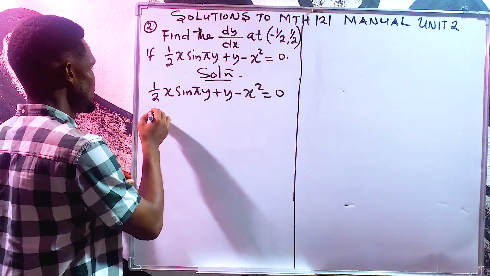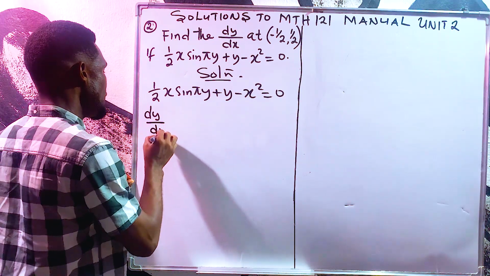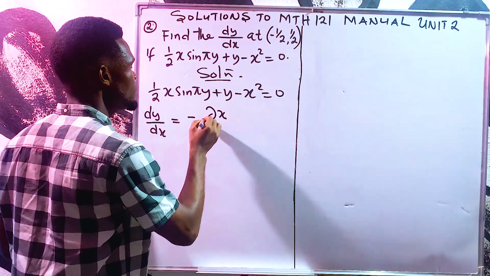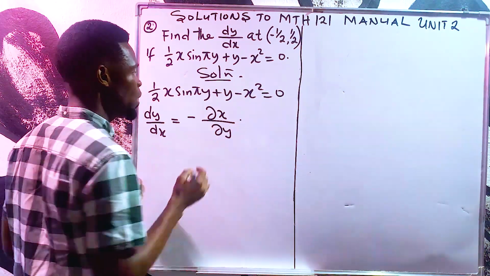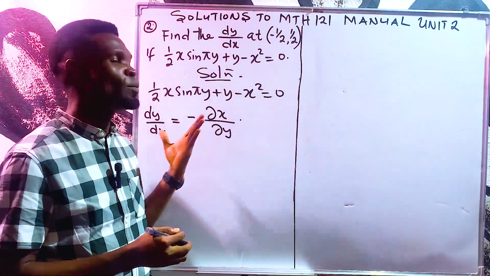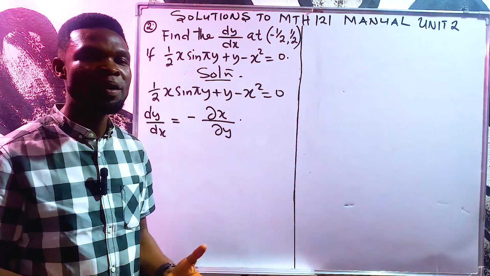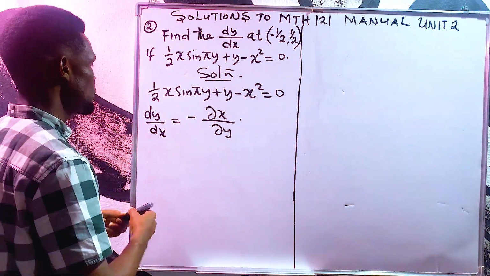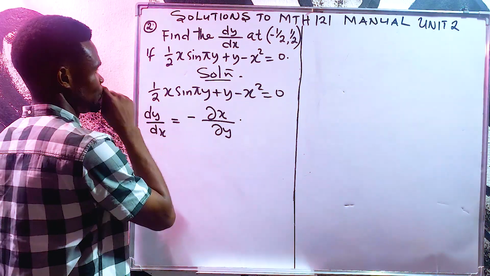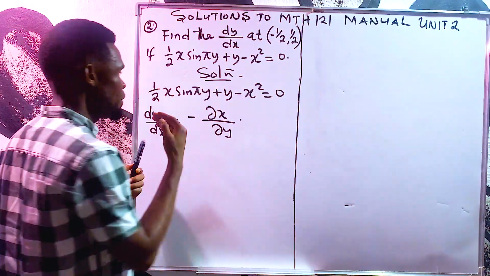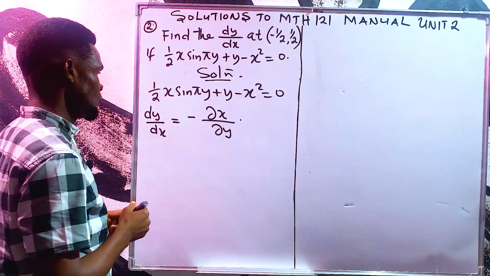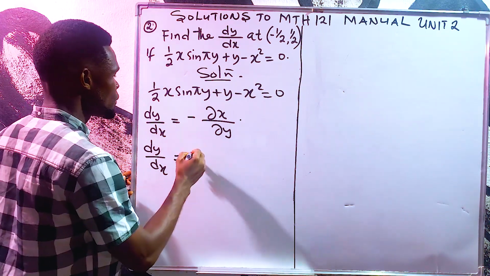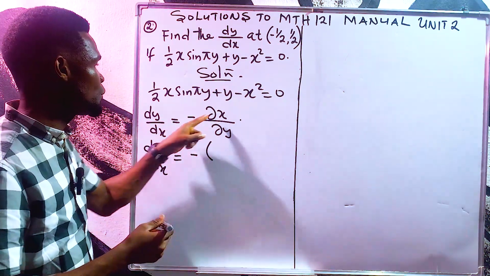And the formula is that dy over dx equals the negative of partial f over partial x, divided by partial f over partial y. That is, you differentiate the function partially with respect to x and then partially with respect to y. How do you do that? Let's go. I want to differentiate this function with respect to x. So dy over dx is equal to minus, into. So let's differentiate with respect to x.